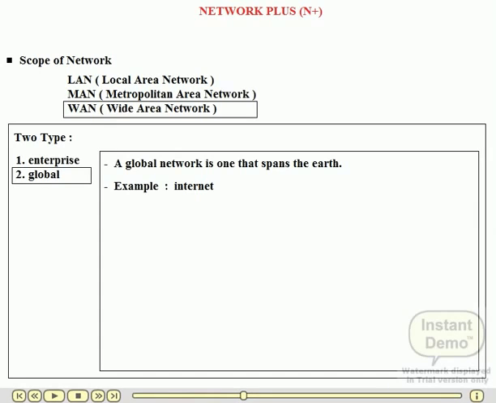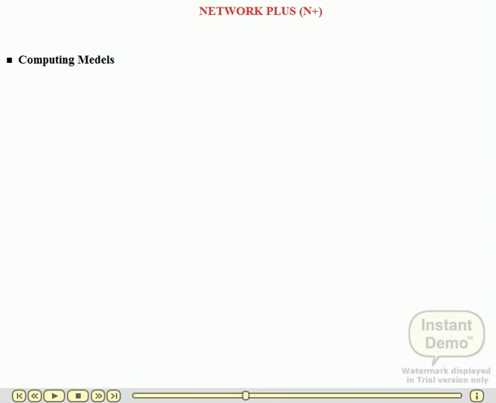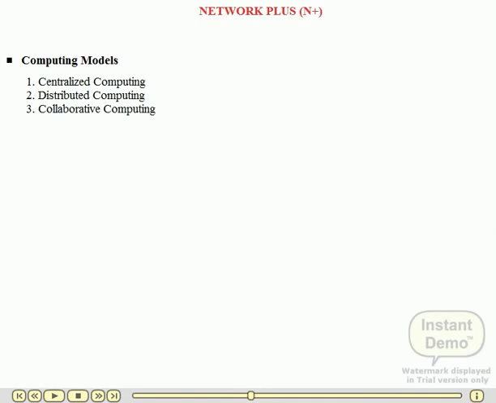Okay, next. Do you know about computing models? Let's understand. There are three types of computing models. First is centralized computing. Second is distributed computing. And third is collaborative computing. These model names you see on the screen: centralized, distributed and collaborative.